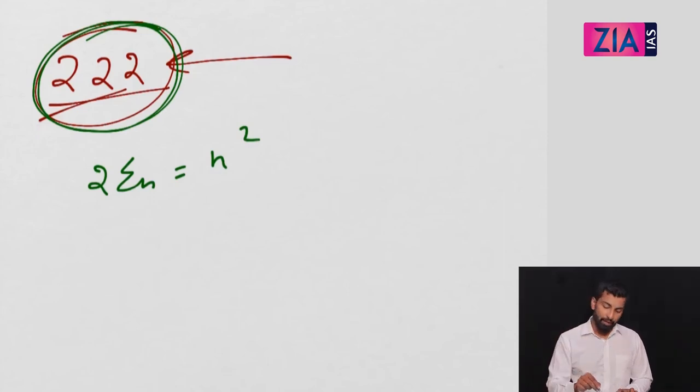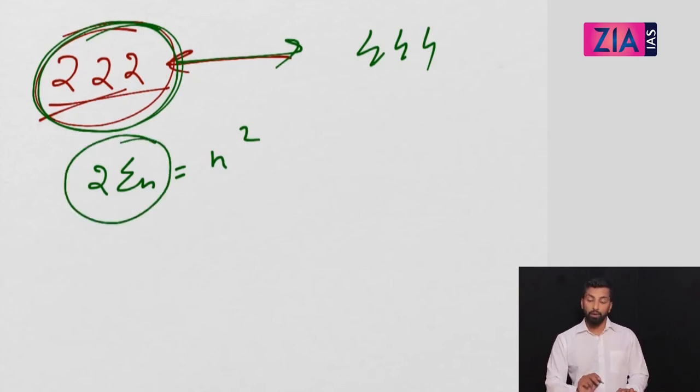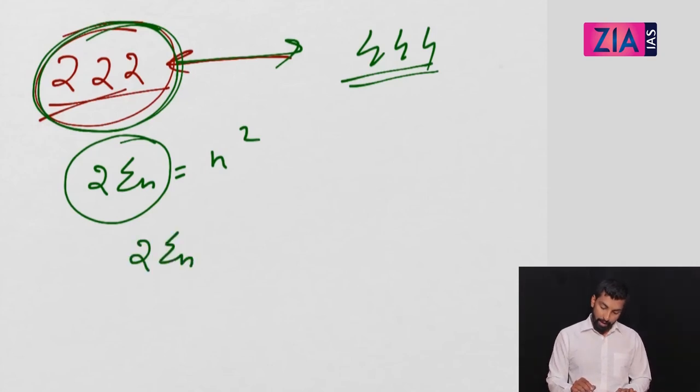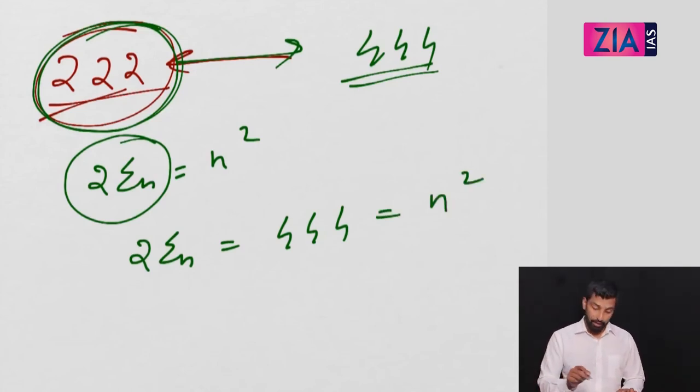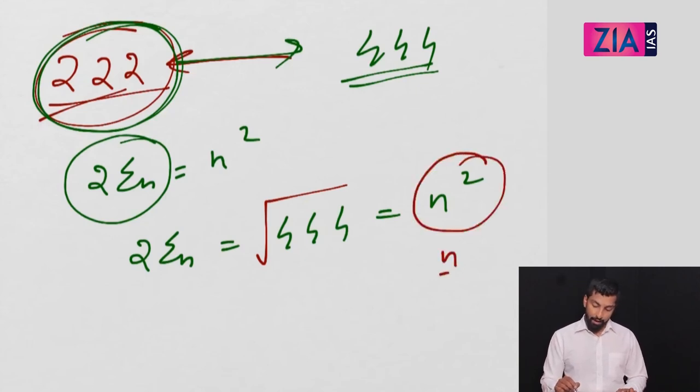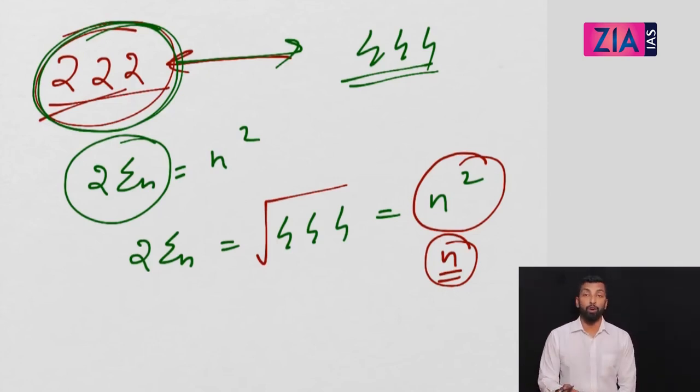What is 2 times of it? 444, right? So 2 times sigma n, you got 444, which is nothing but n square. If you take the root of it, you will get n. Once you get n, that is the number of pages of the book. Okay. So what is the square root of 444?